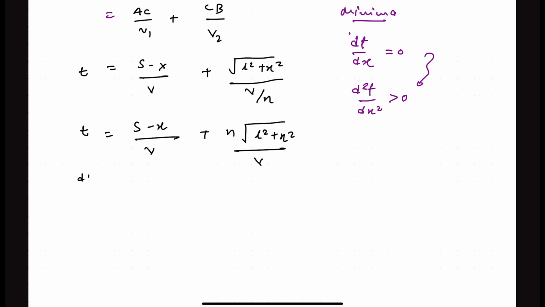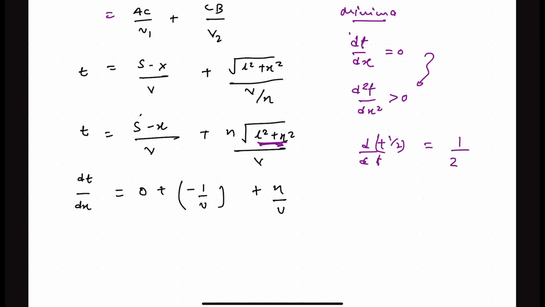We can do dT by dX. Look here, we can write S by V minus X divided by V. S by V is just a constant, so its differentiation will be 0. Then we have minus X by V, so the differentiation will be minus 1 by V. Here n by V is just a constant. We can take this complete part under the root as another variable, say T. So T to the power 1 by 2, differentiated with respect to T, is 1 by 2 root T.